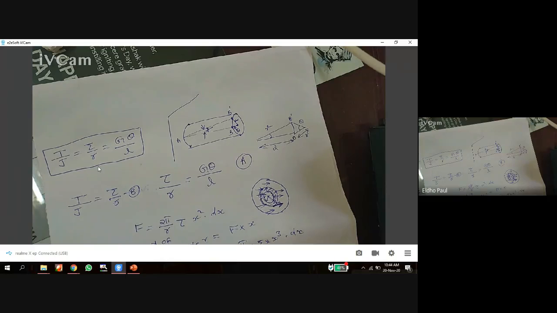Any doubt in this portion? Any doubt? Yes. Circular shaft in the design of it.